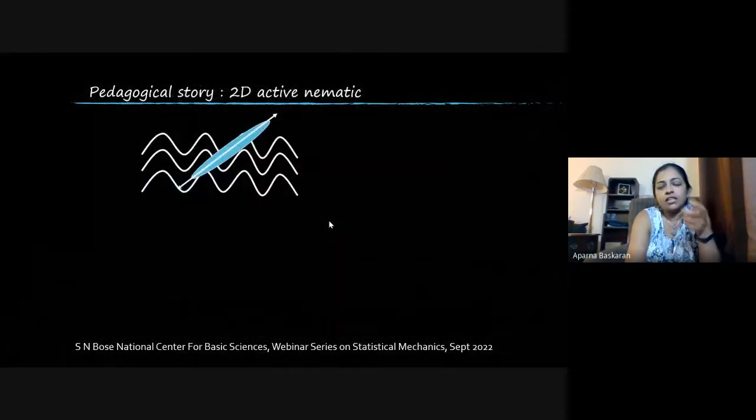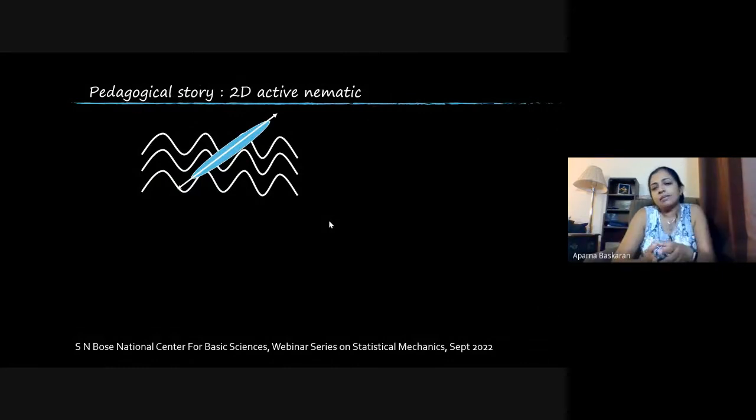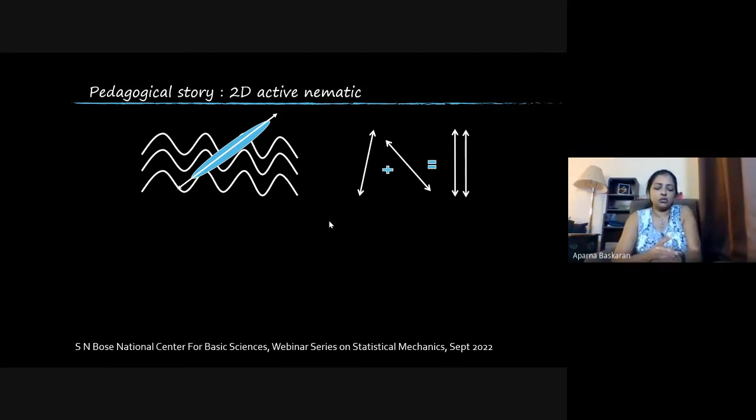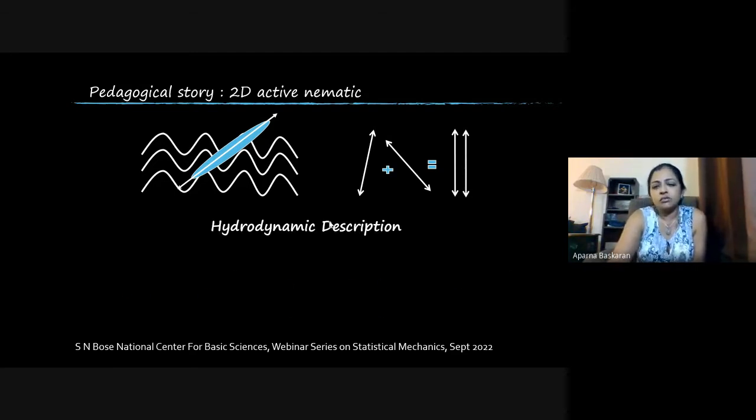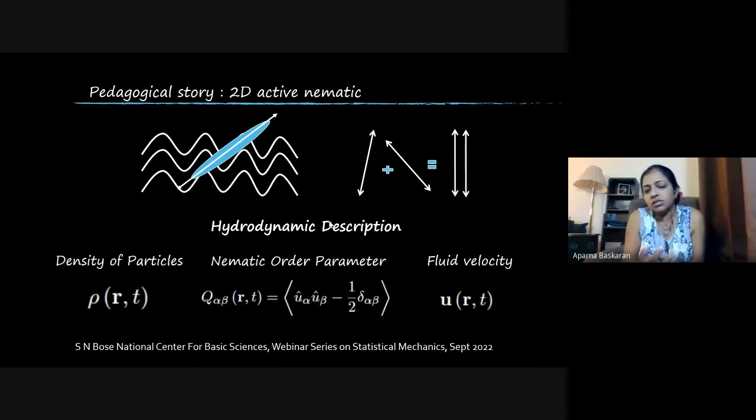So I want to write the mathematical description for this system. The description is basically the following. I say, okay, there is some force dipole that is living in some dissipative environment. And when two force dipoles come together, they align. If I just take these two ingredients, then what I have is a hydrodynamic description that is composed of three variables. The first variable is the density of particles. These microtubules are not making babies or dying or anything else like that. So the total number of microtubules in my system is conserved.